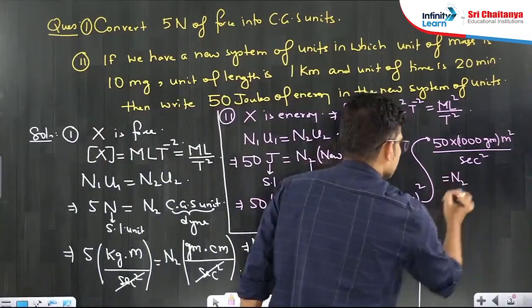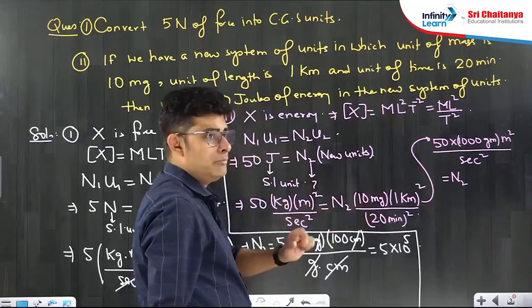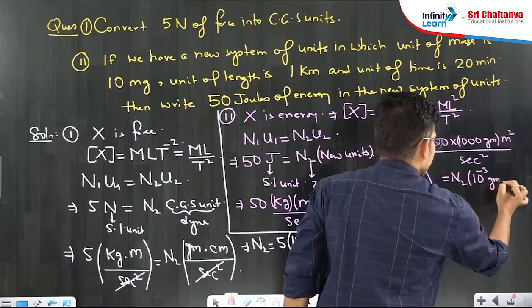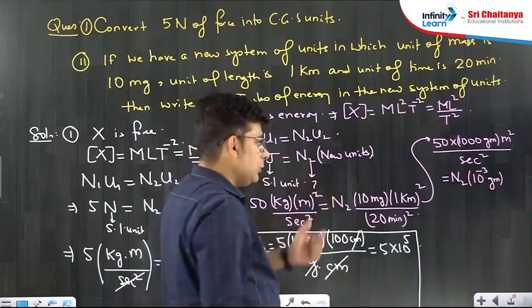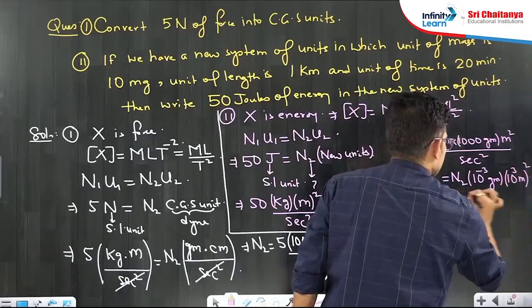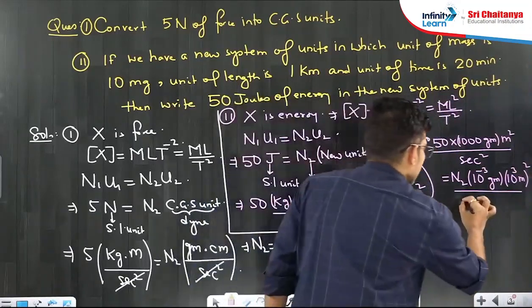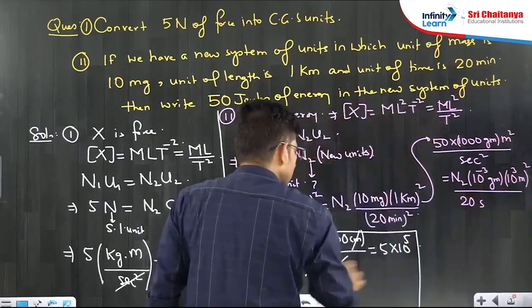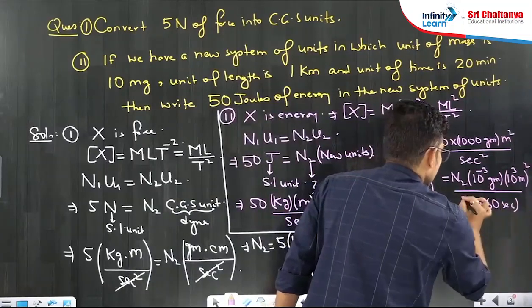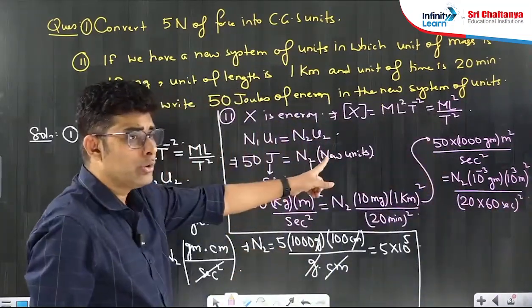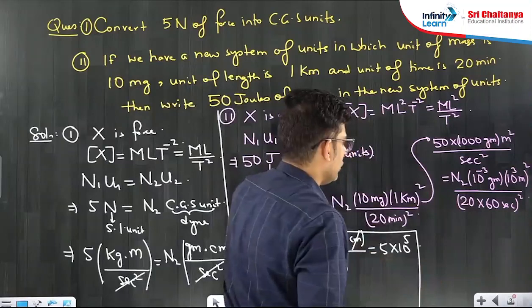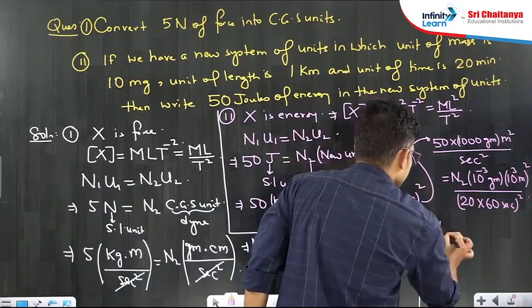We have N2. Now 10 milligram. Milligram means how much? Milli means 10 to the power minus 3 grams. Kilometer, break into meters. We have 1000, that is 10 to the power 3 meter. And below you have minute, break into seconds. So 20 into 60 seconds whole square. Now you can cancel all this gram, meter, second, on both sides. So finally you get the value of N2.